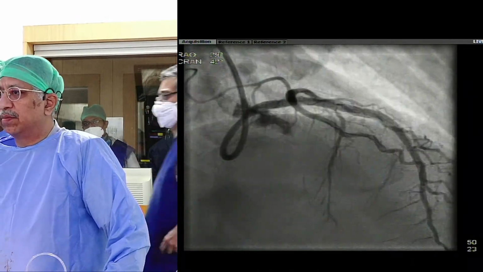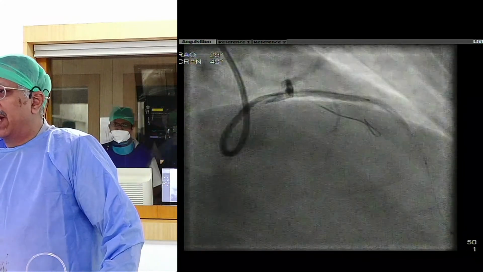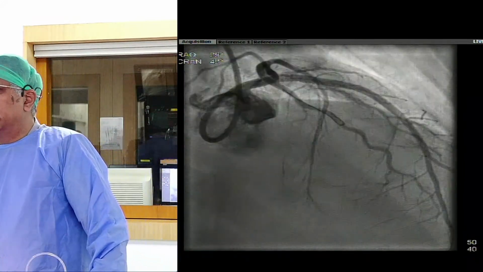Right, it's not proximal. There's a malposition there.